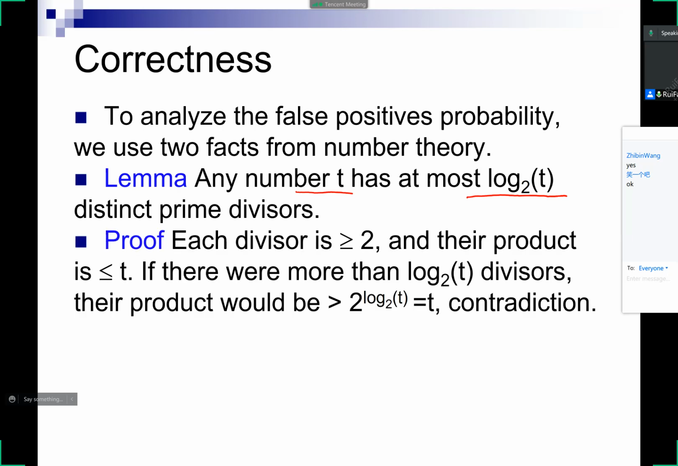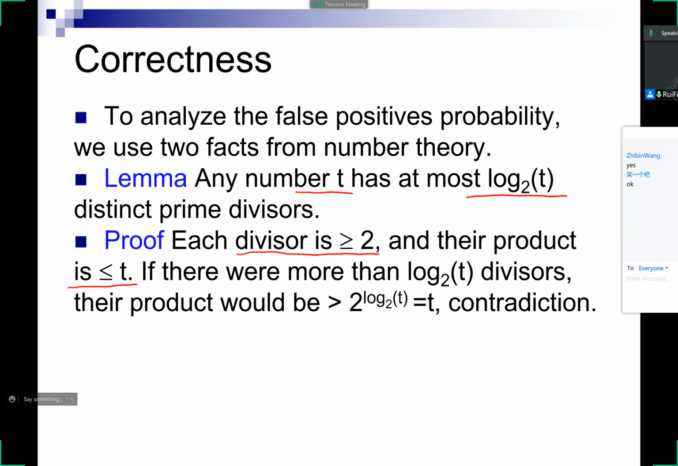And to prove this, it's actually quite easy because each prime divisor of t has to be at least 2. And then when you multiply all these prime divisors together, you're going to get a number which can be at most t. Sometimes you might have repeated divisors, and so if you multiply all the distinct divisors together, you get something less than t.